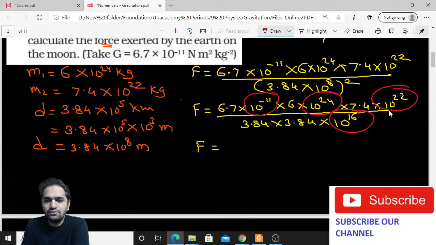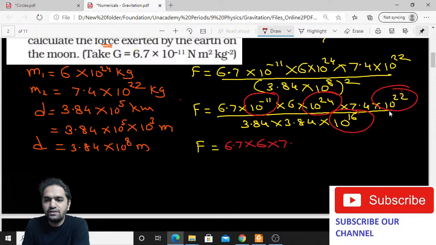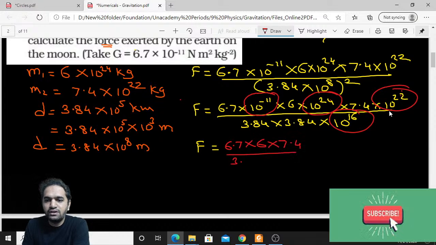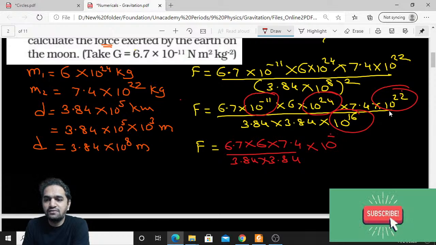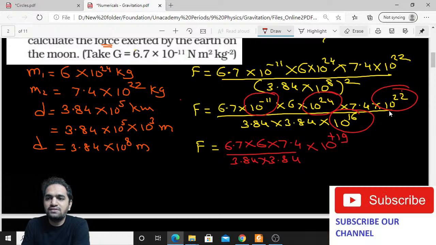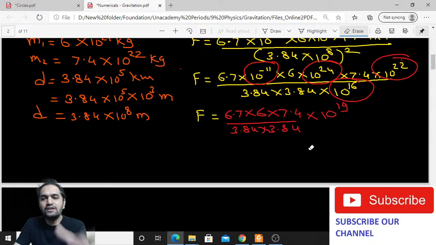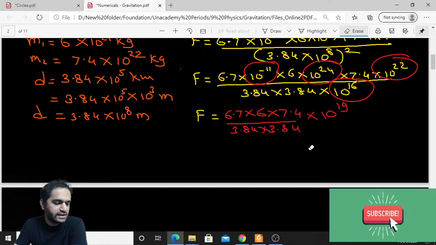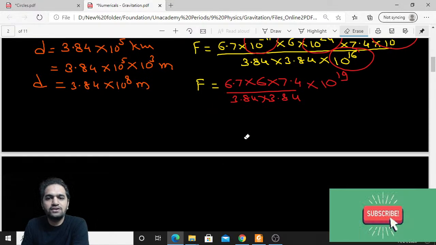So you can just write down the rest of the values there. 6.7 into 6 into 7.4 divided by 3.84 into 3.84 into 10 to the power minus 19, or plus 19. Right? Okay, so you can just write it down there. So have you understood how I have reduced such big values into smaller values? First, you have to segregate the values of 10 so that it becomes easier for you. Once you have done that, the rest of the calculation you can do on your own, right?